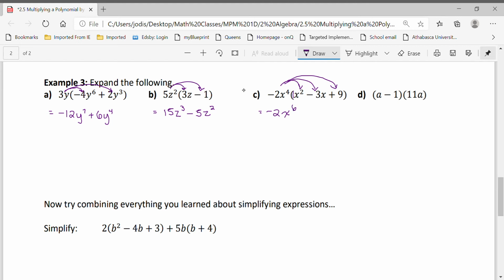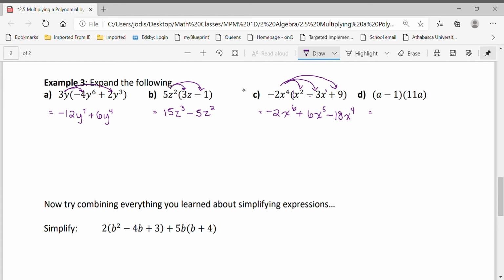Next term, negative 2x to the power of 4 times negative 3x. So negative times a negative is a positive. 2 times 3 is 6. And then we've got x, and now we have 4 plus a 1 is 5. Last term, negative 2x to the power of 4 times 9. So negative 2 times 9 is negative 18. And then x to the power of 4.